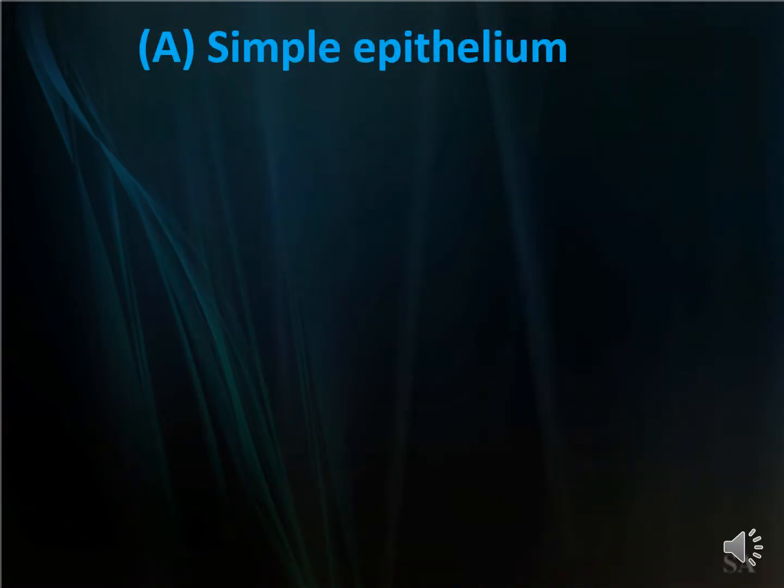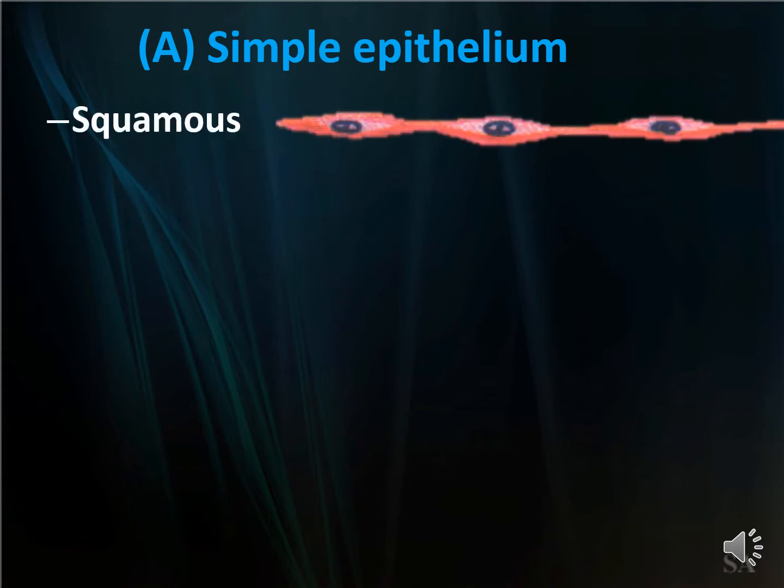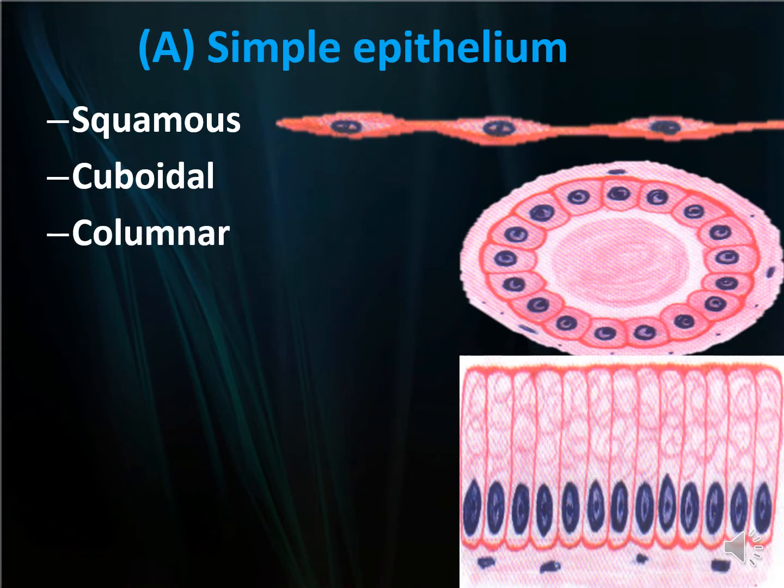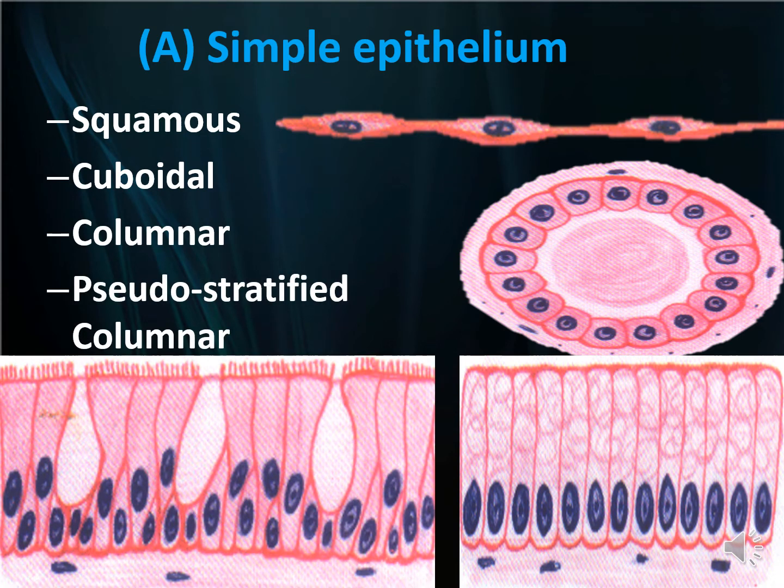For the simple epithelium, we have many types. We have squamous according to the shape of the cell. We have squamous, cuboidal, columnar, and pseudostratified columnar. So we have four types of simple epithelium. We have squamous, in which the cells are flat in shape, cuboidal, this is in the form of a cube, columnar, these are tall cells, and pseudostratified columnar.